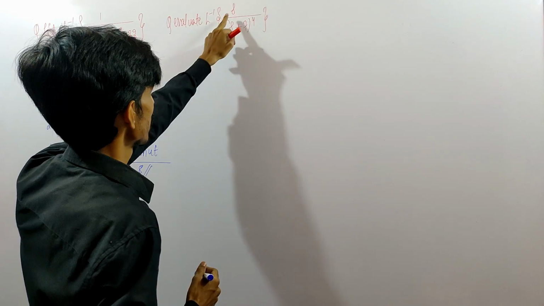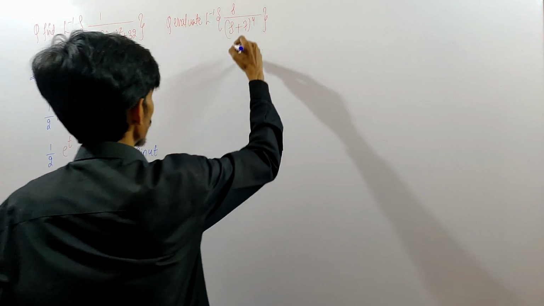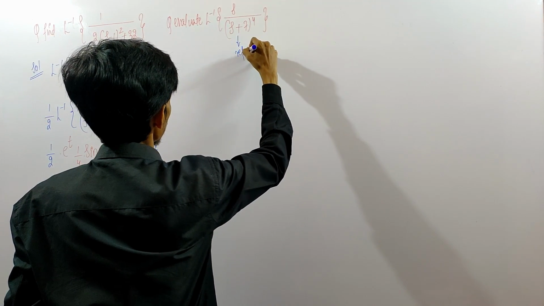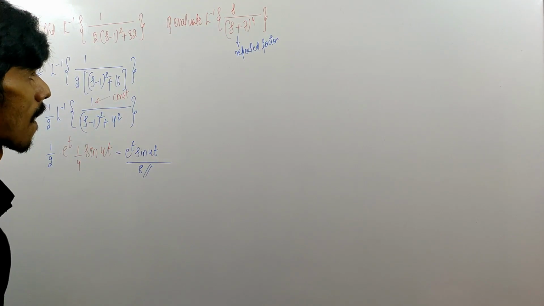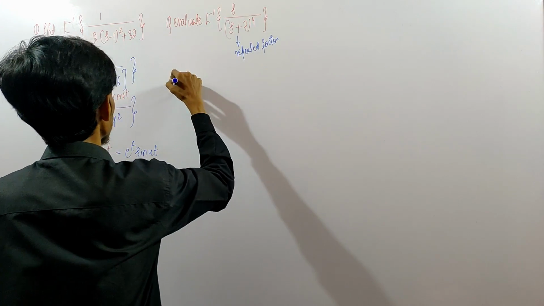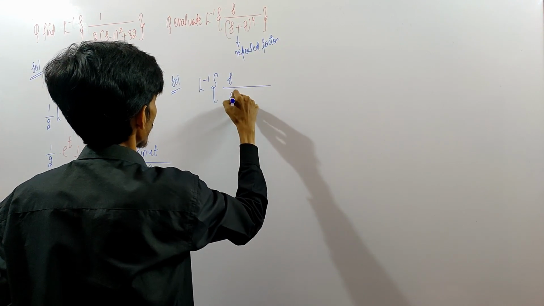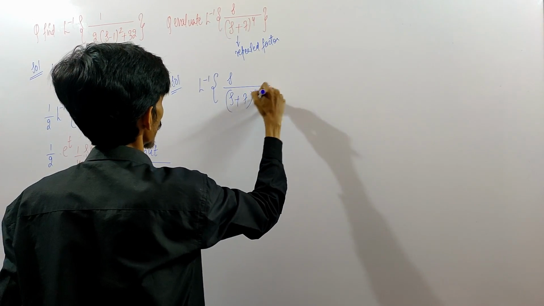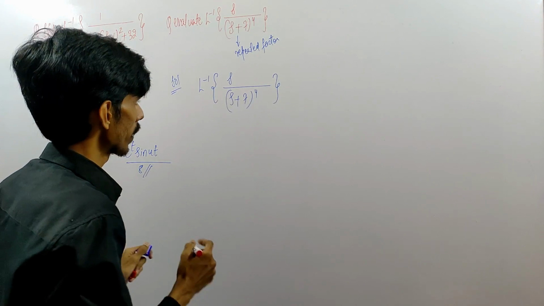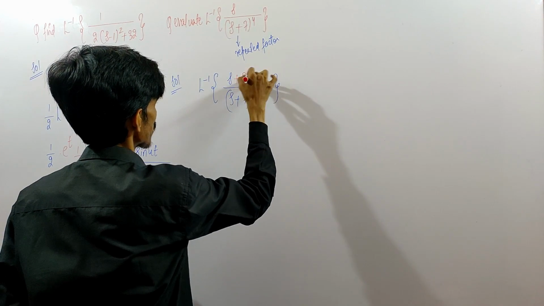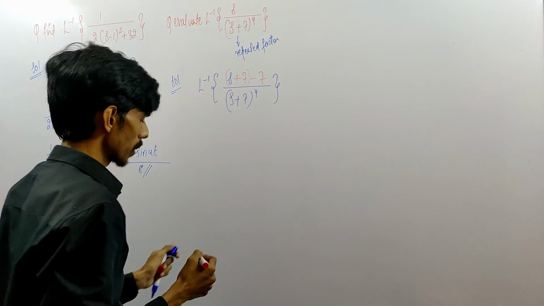Evaluate L inverse of s by (s plus 7) whole power of 4. We have a repeated factor in the denominator. Now see the solution. We have L inverse of s divided by (s plus 7) whole power of 4. Here we have s plus 7 in the denominator, so we want 7 in the numerator. So add plus 7 minus 7, so that the numerator looks similar to the denominator.